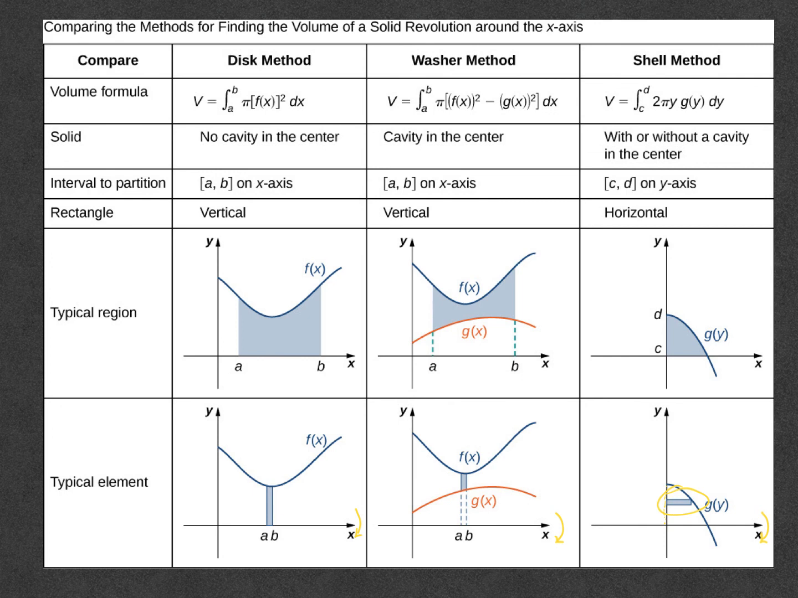All right? There is an analogous table that you could draw on your own. You don't need to do this, but that would be for revolving around the y-axis. All 3 of these spin around the x-axis. We could have a really similar looking table for revolutions around the y-axis.